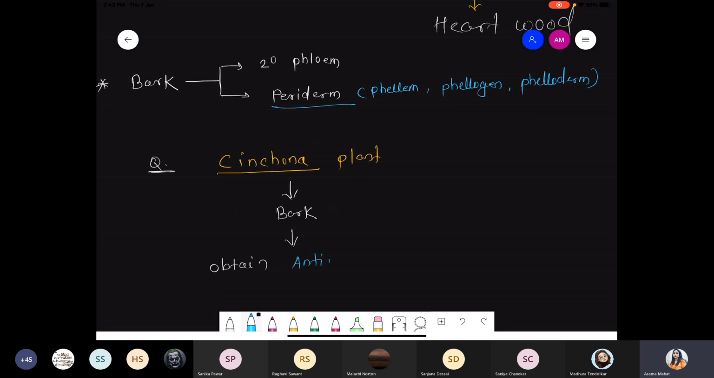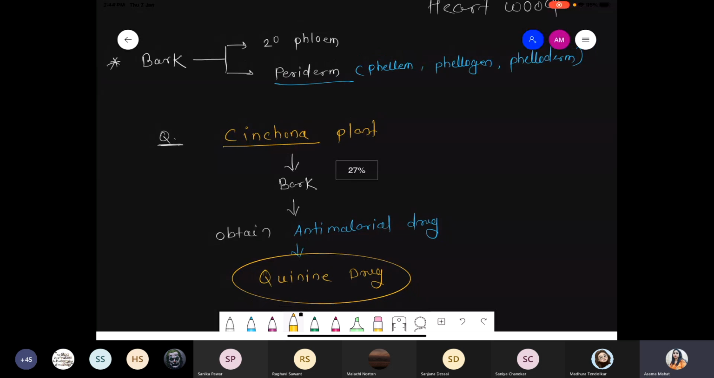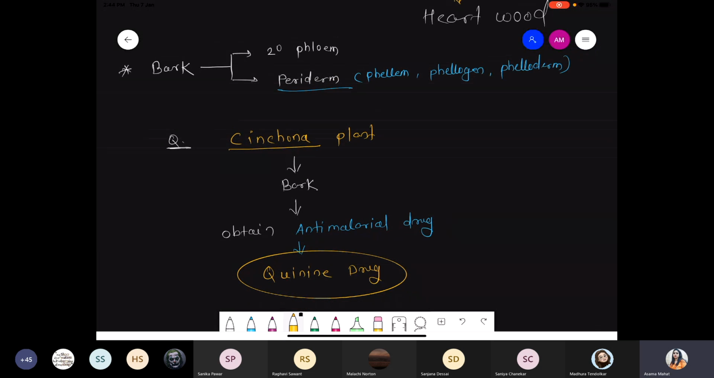We obtain one anti-malarial drug, and the name of the drug is quinine. Excuse me, ma'am. Hydroxychloroquine is actually a technical name, but commonly, from the bark region of the cinchona plant we obtain one anti-malarial drug, and that drug is nothing but the quinine drug. That's it. Yes, ask.